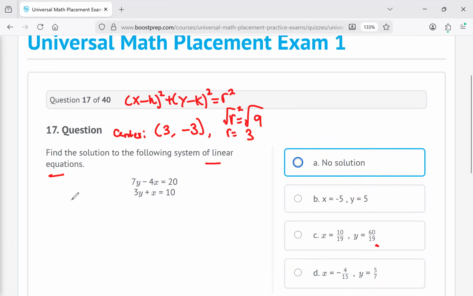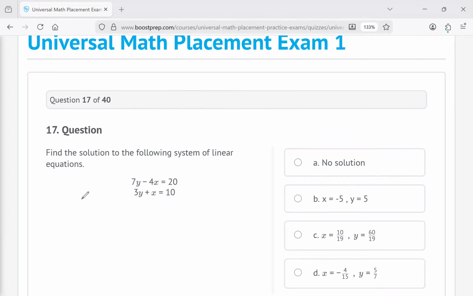Question 17. Find the solution of the linear equation. So you could technically test each one, but if you want to do it by hand, the method I would do is elimination. See how they have all the letters on the left? That's how you know you're going to do elimination.